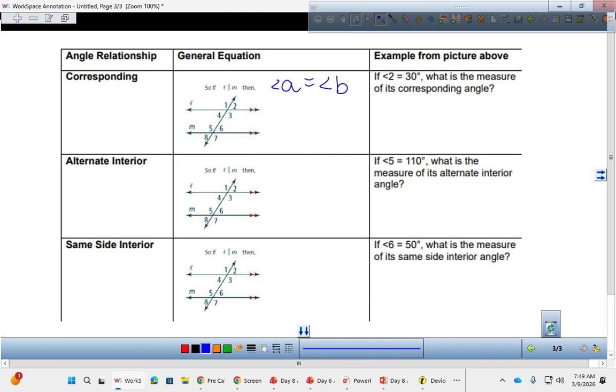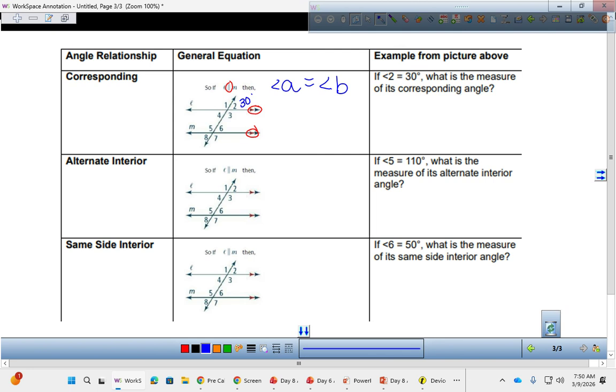I've got two symbols for parallel here. I've got this double arrow like we talked about, and I've got this double line like we talked about. So it's saying these lines are parallel. My example says, if angle 2 is 30 degrees, then what's the measure of its corresponding angle? So angle 2 is 30 degrees. What I'm going to do is figure out what angle is corresponding to angle 2. And then I know that that's also 30 degrees, because if lines are parallel, then corresponding angles are equal.